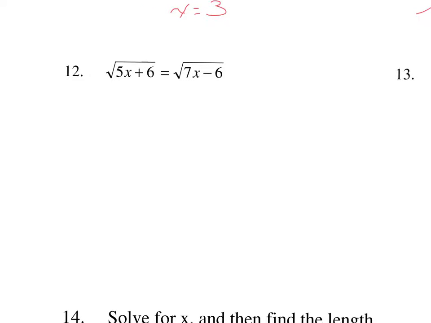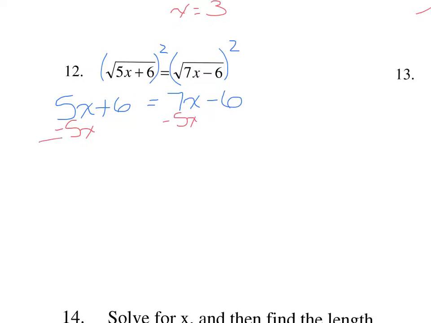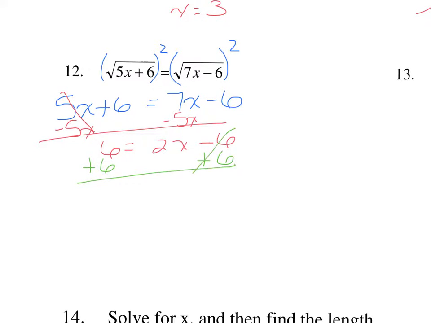Let's try number 12. Number 12, we have two radicals, but they're both already isolated. So we're going to square both sides. That will give us 5x plus 6 equals 7x minus 6. And now we're just going to solve for x. I'm going to first put all my x's on the same side by subtracting that 5x. I have 6 equals 2x minus 6. And then I'm going to add 6, trying to isolate my x. So 12 equals 2x, divided by 2, we get x equals 6.